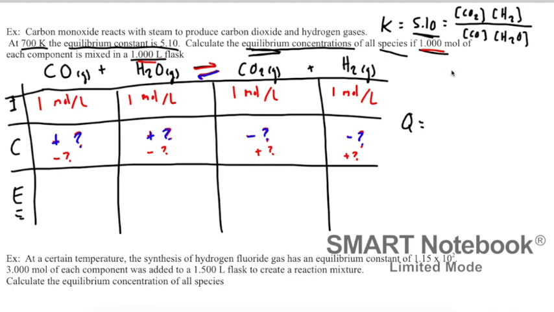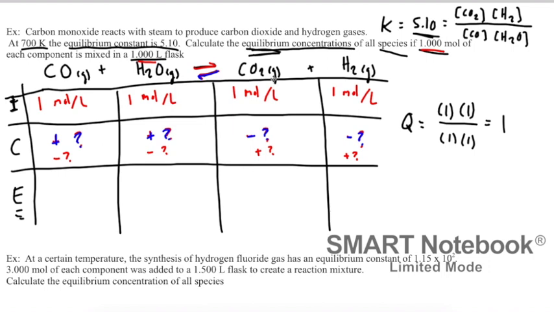So my Q is going to be equal to the concentration of CO2, that's a 1, times 1, over 1 times 1: the concentration of CO2 times the concentration of H2 divided by the concentration of the reactants. So my Q right now is 1. Typically, the first thing to solve these problems is always filling out the initial row, figuring out what you have before the reaction gets going.